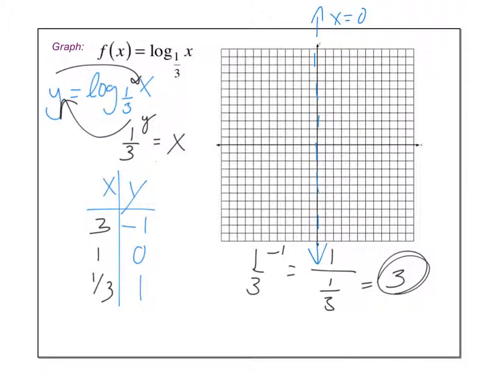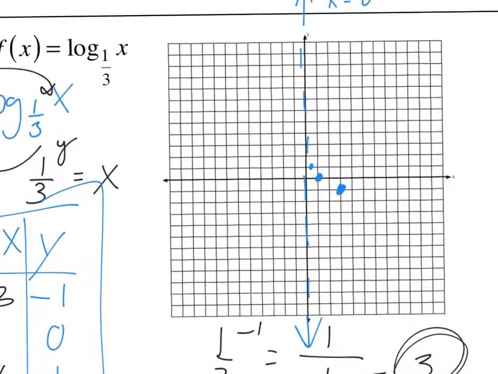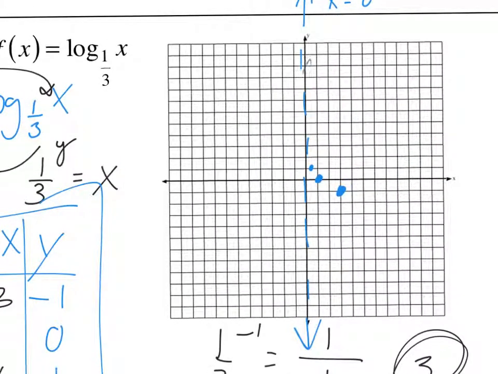Now let's plot these ordered pairs. These ones right here. 3, -1. 1, 2, 3, -1 is here. 1, 0 is here. And then 1/3, we go all the way up to 1 here. Let's see if I can make it happen. That'll have to be good enough here. And then let's go ahead and plot our graph to the best of your abilities, of course. And there we are.